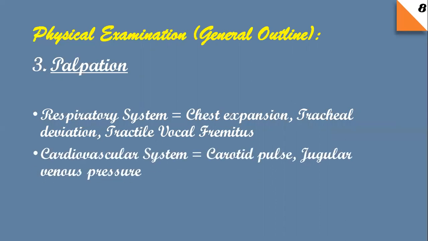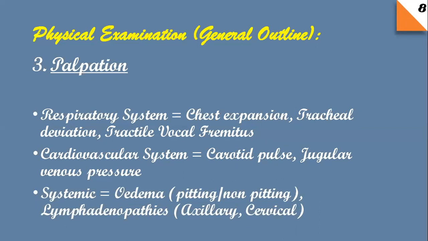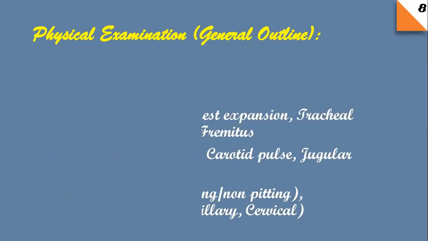And the next thing is that we look at the cardiovascular system, carotid pulse, and jugular venous pressure. As I've already mentioned earlier, jugular venous pressure is increased in cases of heart failure. And in the systemic setting, we look for edema and find out whether it's pitting or non-pitting. And we look for lymphadenopathies, specifically in the axillary and cervical regions.